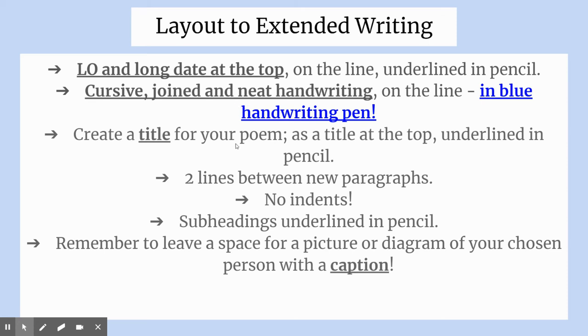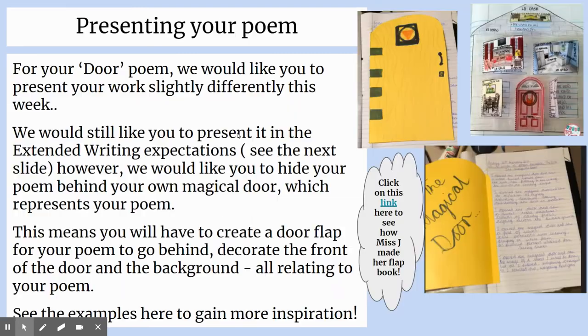You need to make sure that you create a title for your poem, such as The Magical Door, but perhaps you'd like to use some alliteration, perhaps you'd like to use some trick of three, maybe some adjectives to make it even more exciting for your reader as a title at the top, and that is also underlined in pencil. Make sure that you've got 2 lines between your paragraphs, no indents. If you did include any other forms of writing, such as your key vocabulary or super spelling words from the list, that they're in a different coloured pen. And remember, if you did want to draw some pictures or diagrams, that you caption them and you make sure that you include them in your writing as well.